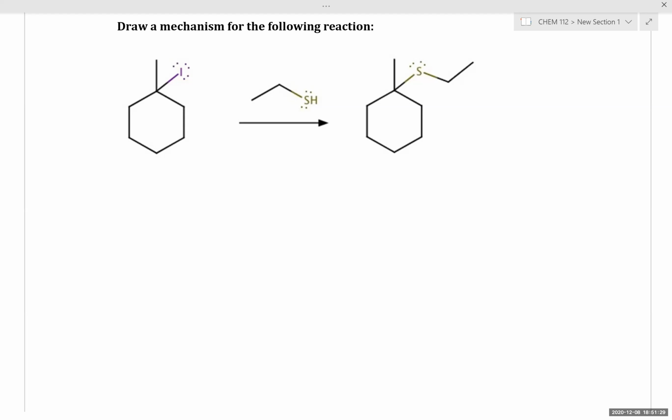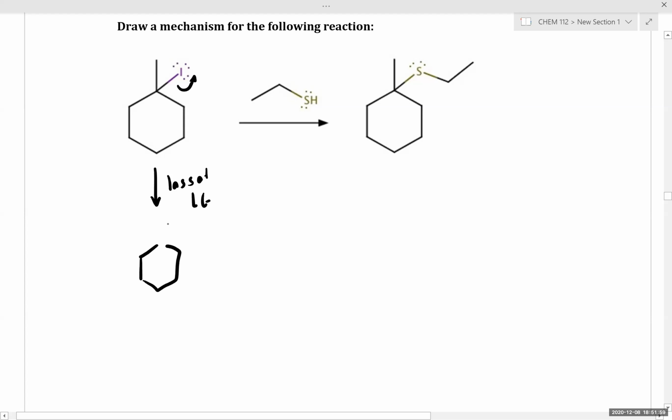Okay, so let's see. We have a student saying the sulfur attacks from the top or bottom. What's the first step in the Sn1 reaction? What's the first step and the rate limiting step? Yep, so we have the loss of our leaving group and we generate a carbocation. So the first step, our leaving group leaves and we make a carbocation.